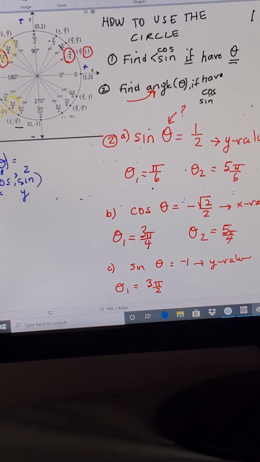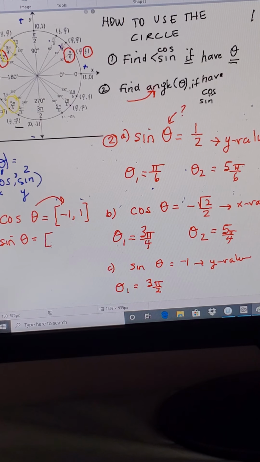Okay, and I just want you to keep in mind how the ratios work. The cosine and sine values, the cosine of the angle is always a value between -1 and 1. Okay, so I'm probably not writing this right, but hopefully you understand what I mean. And the sine of an angle only fluctuates between -1 and 1.